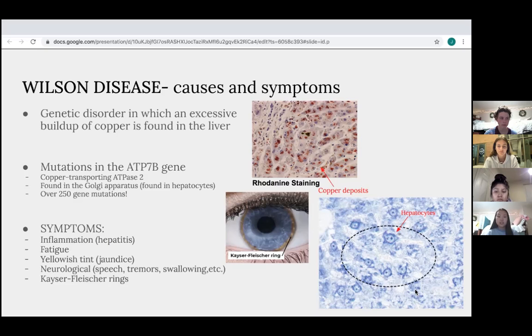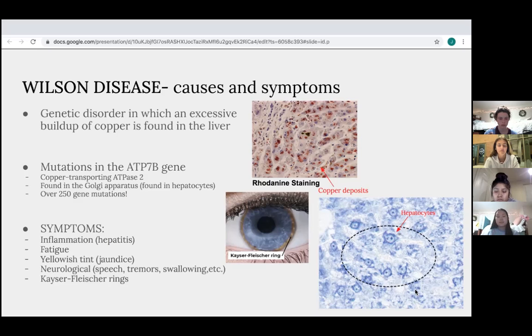And despite it being a genetic disorder, what exactly causes Wilson disease? Well, researchers have found that mutations in the ATP7B gene is what ultimately causes Wilson disease. So that gene is a protein producing gene that produces ATPase 2. And what ATPase 2 does is it transports metals in and out of cells as well as to other parts of the body. And these proteins can be found in the Golgi apparatus, found in the hepatocytes right here.